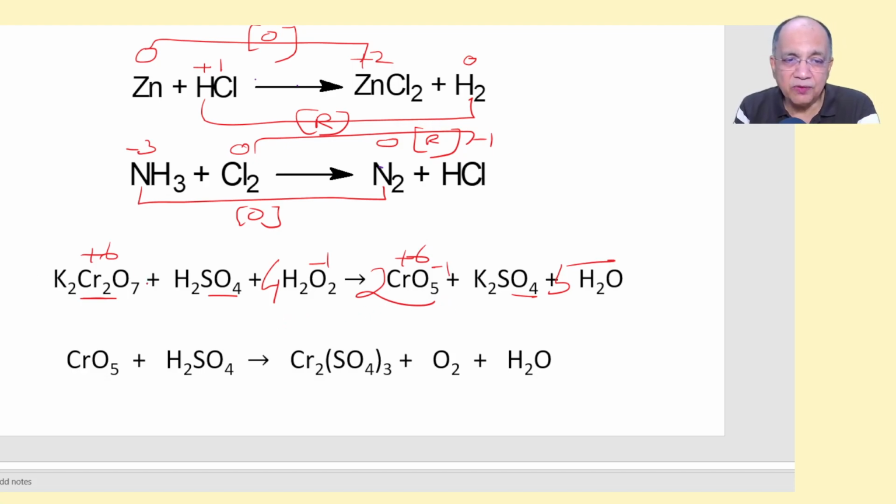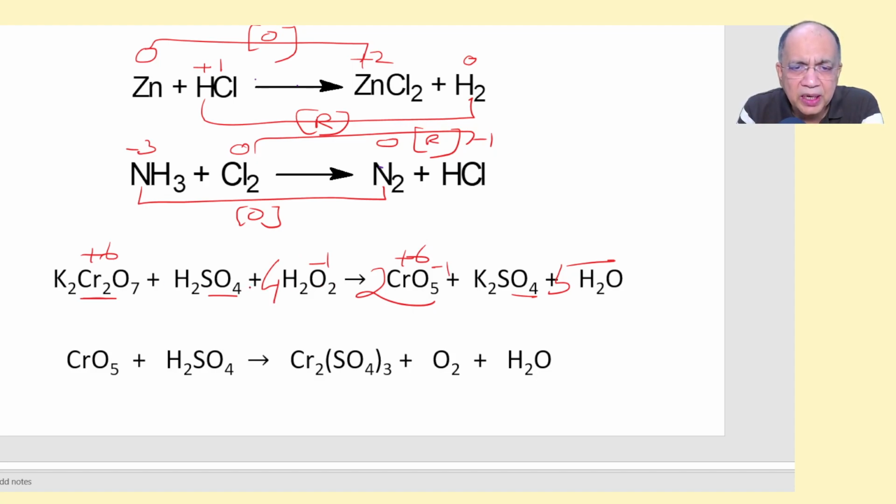So you'll find here 7 plus 4, 11 plus 8, 19 oxygen. Here, 5 2s are 10 plus 4, 14 plus 5, 19. So the logic I used here: 2 means there are 8 oxygen of minus 1 type, so there must be 4 H2O2.